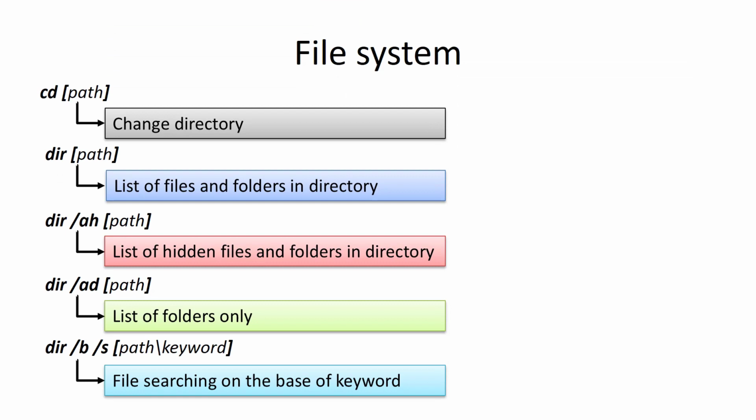And finally, let's review file system commands. With the given commands, you can display any folders and files, even hidden ones. You can also search for required files on the basis of some keywords. There are many other commands, and if you need more information, go to the official Microsoft documentation or enter the help command in the command line terminal.